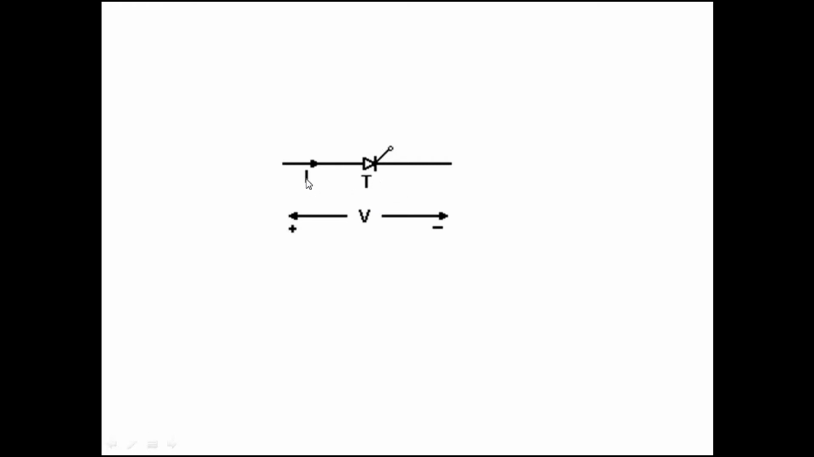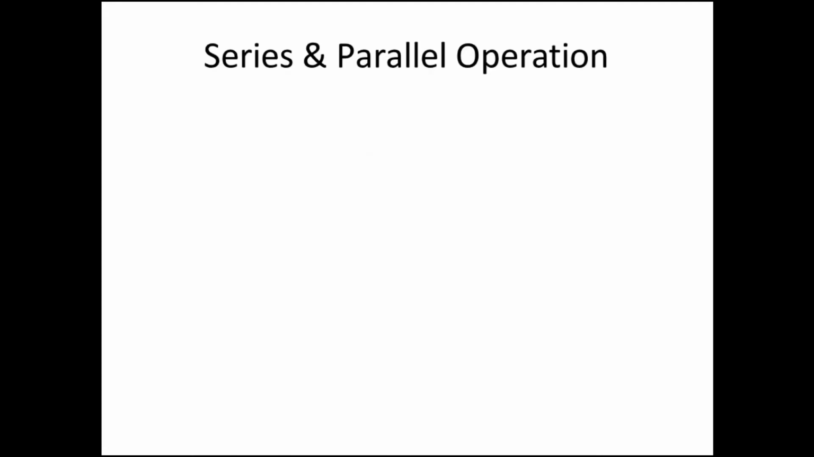So this current I that can flow through the thyristor during on time is called the current rating of the thyristor, and the voltage V that can be blocked when it is in off state is called the voltage rating. Suppose we have to increase this current and voltage. Obviously we can select a thyristor which has a high current or voltage rating. But there is a limit for this, and even if the required current and voltage rating is high, we have to use series and parallel operation.